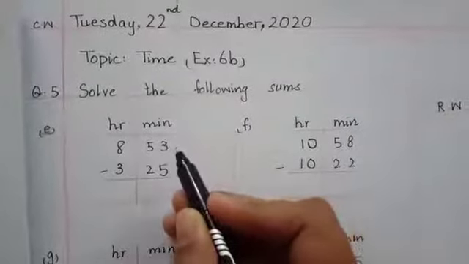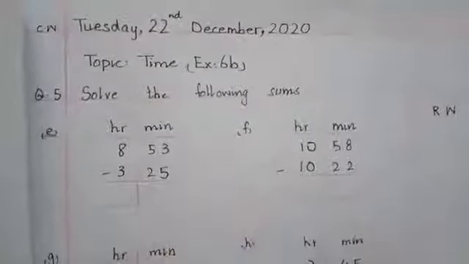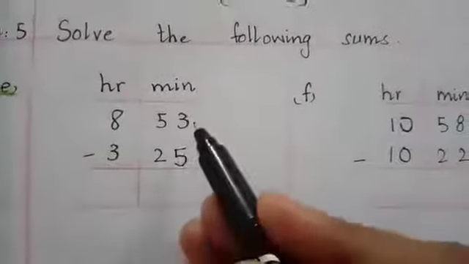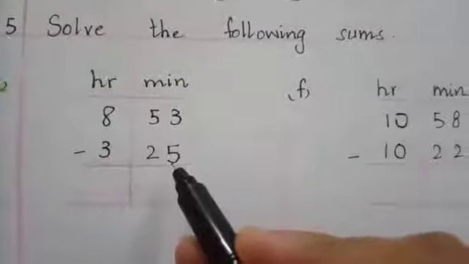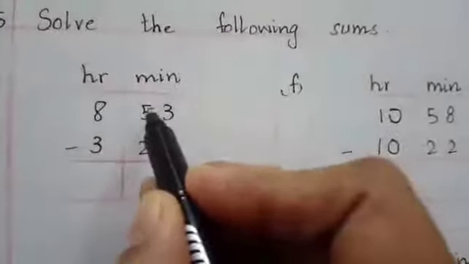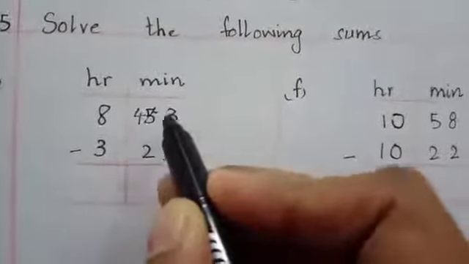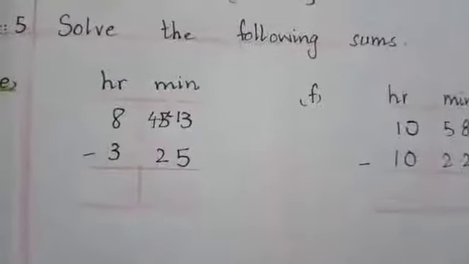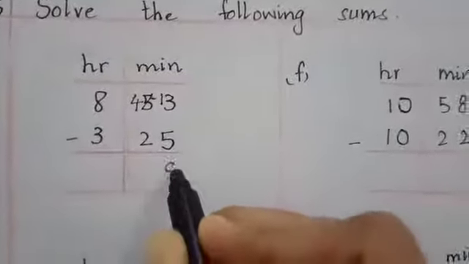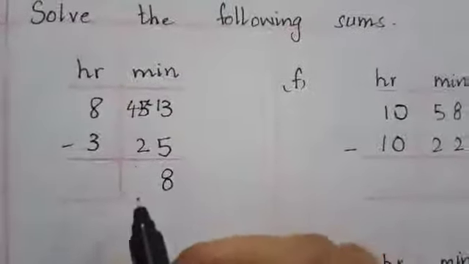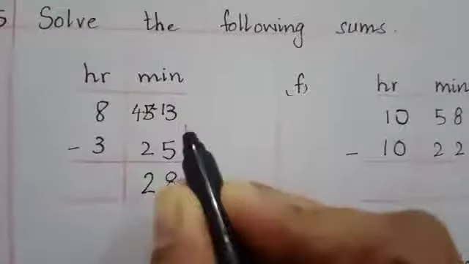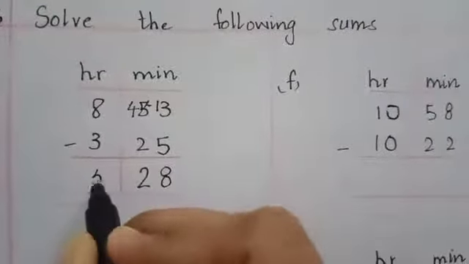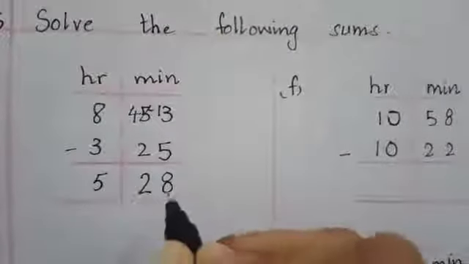As we always start from the right side, we subtract 3 and 5. Students, look at this, as we cannot subtract 5 from 3 because 3 is a smaller number and 5 is a bigger number, so what we will do, we borrow from this one. Now it becomes 4 and now it is 13. So now 13 minus 5 is 8. And 4 minus 2 is 2. So 28 minutes. And 8 minus 3, it's 5. It means 5 hours and 28 minutes.